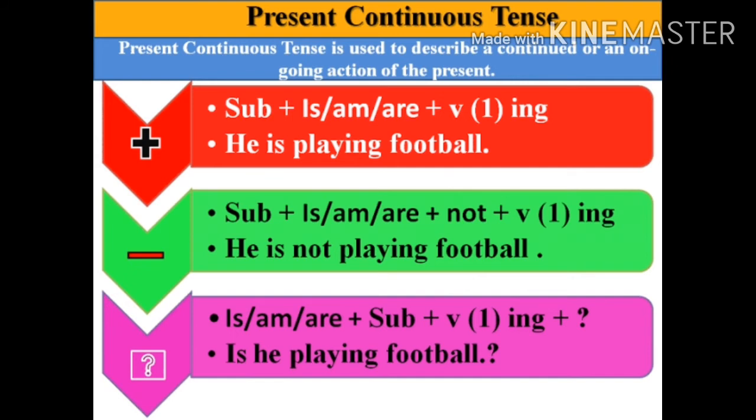In interrogative, we will place the helping verb, that means is, am, or are, at the first place. After this, the subject, then we will use V1 with ing, and then the rest of the sentence, whatever we are having. For example, is he playing football?